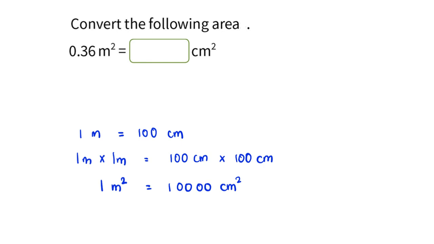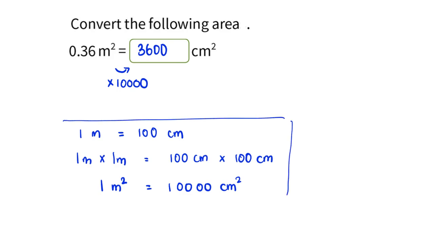0.36 meter square is simply 3,600 cm square. Okay, we multiply by 10,000. The key idea is that this particular conversion is pretty easy to come up with, and therefore we don't really need to memorize this.